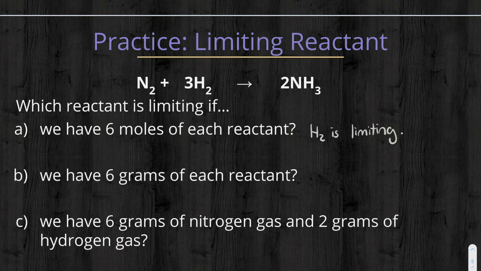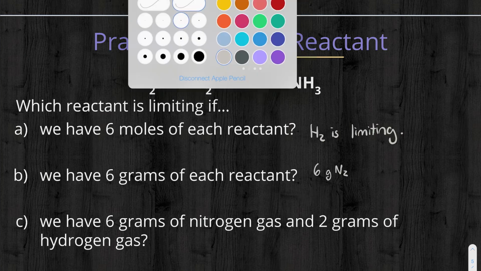Alright, if I have 6 grams of each though, that's not as clear to me. In fact, I wouldn't be able to do this off the top of my head because, remember, these coefficients are the molar ratio. So we need to turn these grams of things into moles of things. So let me do some math here. So 6 grams of nitrogen gas and 6 grams of hydrogen gas. These are going to be 2 different dimensional analyses on top and bottom of each other. So maybe I should make them different colors, sorry.